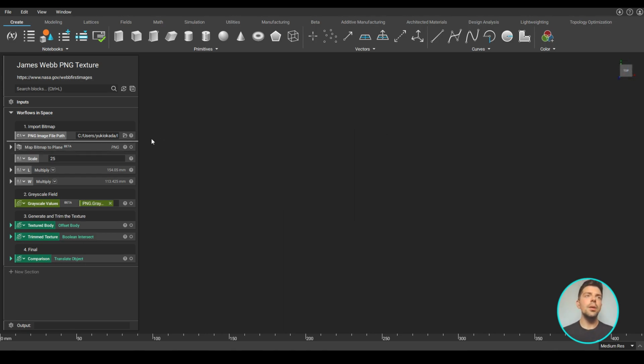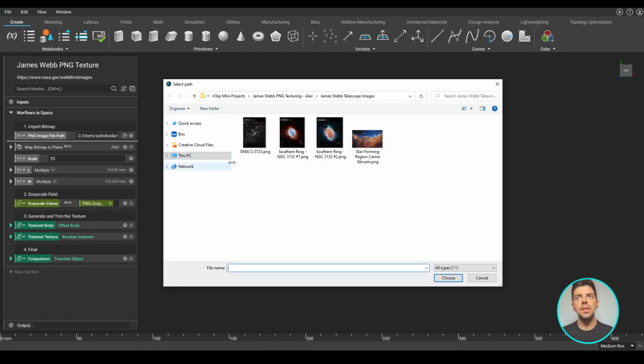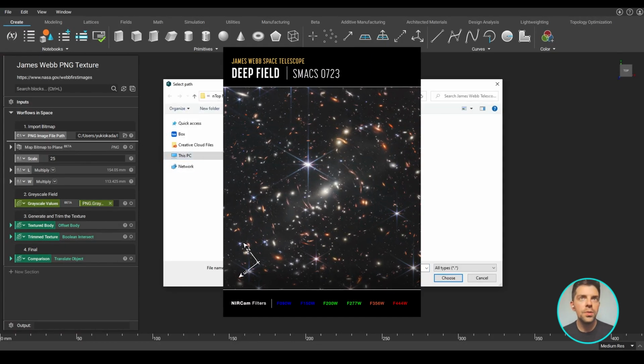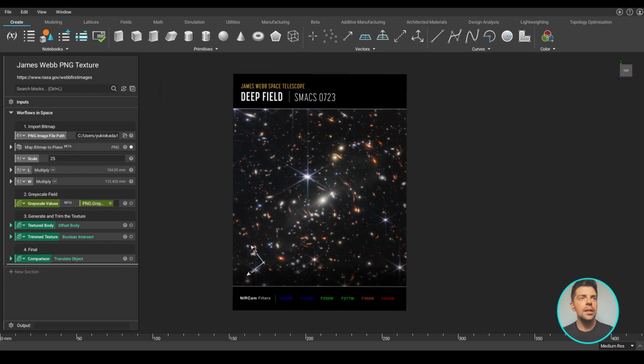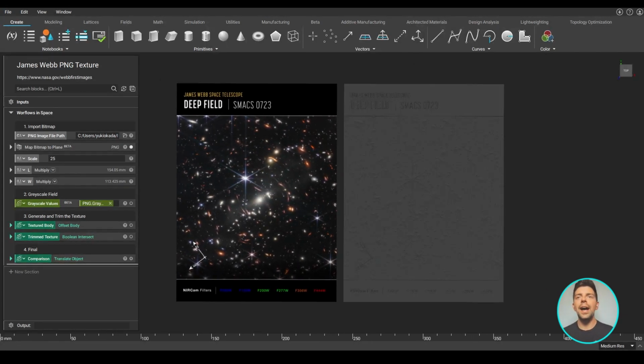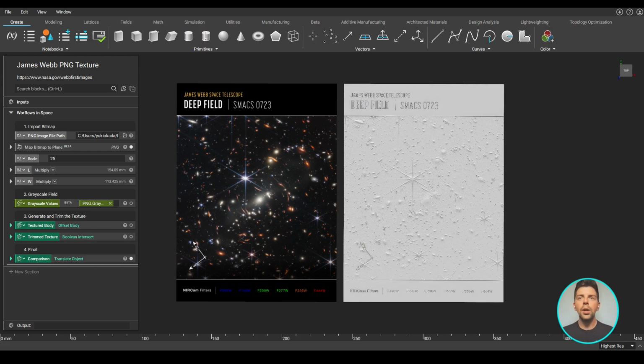And what I did is I imported one of these PNGs. In this case, it's going to be the SMACS 0723. And with this PNG, I mapped it to a plane, and we were able to get some actual depth out of these images. And what do those depths mean?